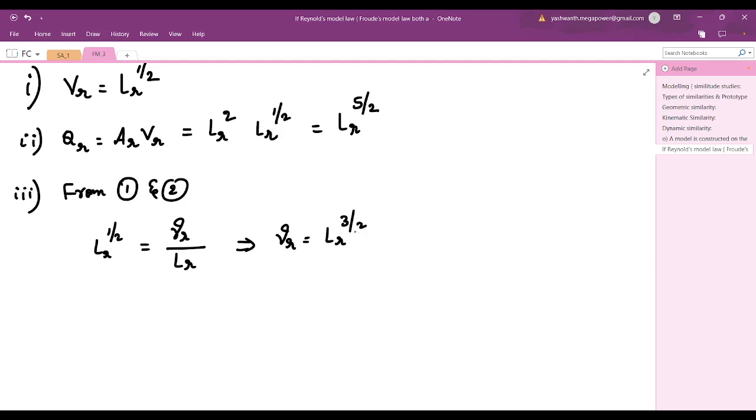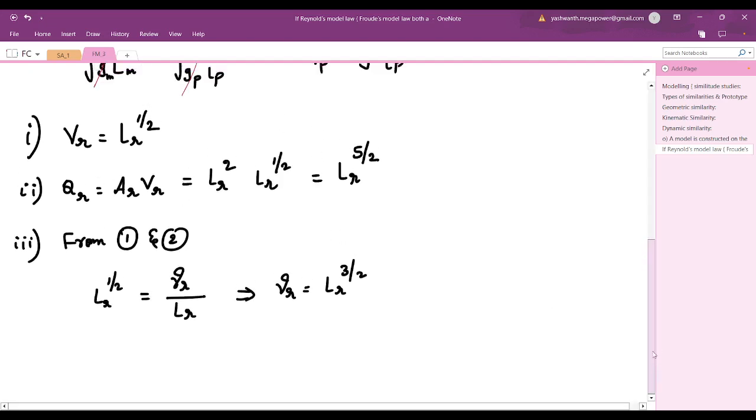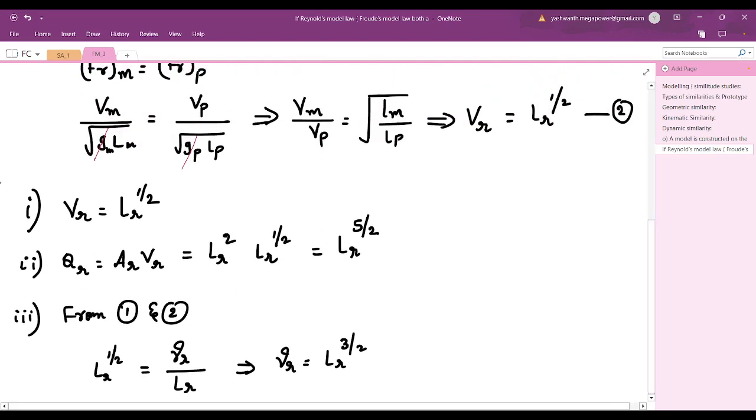Yeah, that's all he is asking. Therefore, we have expressed all the three scale ratios in terms of length scale ratio. Velocity scale ratio is equal to LR power 1 by 2. Discharge scale ratio is equal to LR power 5 by 2. And kinematic viscosity scale ratio is equal to LR power 3 by 2. Clear with this? So now let me take up the questions that are given in your notes.